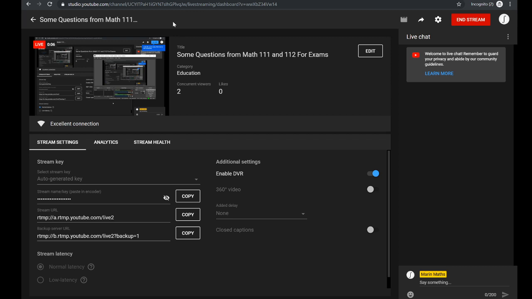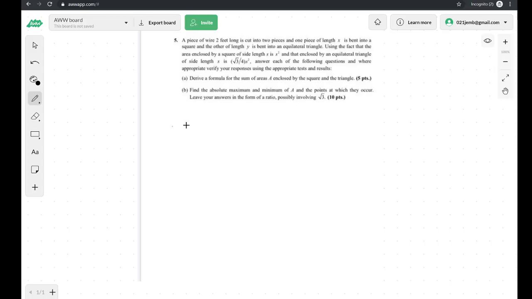Hello, everyone. So I'm going to go over three questions that came up from several students of Math 111 and Math 112. This question over here, question 5, is from the 2018 review. Let's see, it's an optimization problem, so it should be pretty simple.